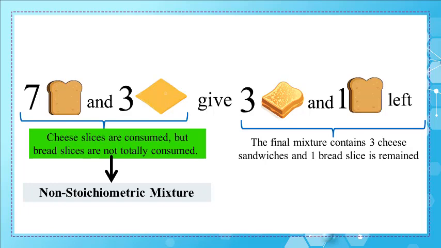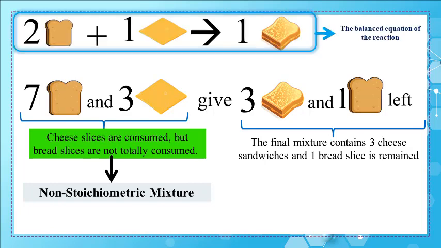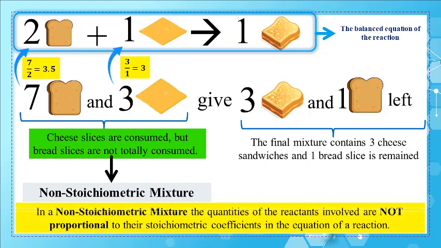Let's find the ratios of the quantities of the reactants in this reaction to the stoichiometric coefficients in the balanced chemical equation. 7 over 2 equals 3.5. 3 over 1 equals 3. The ratios are not equal. Therefore, in a non-stoichiometric mixture, the quantities of the reactants involved are not proportional to their stoichiometric coefficients in the equation of the reaction.